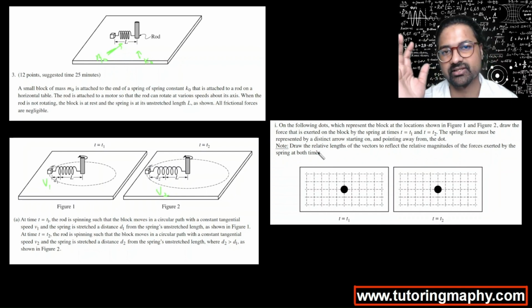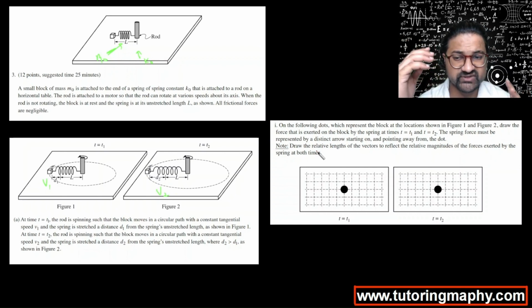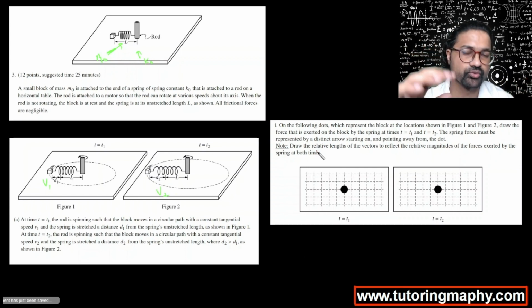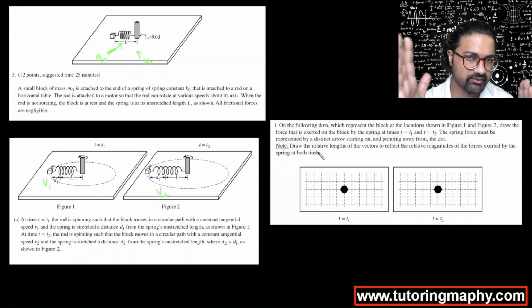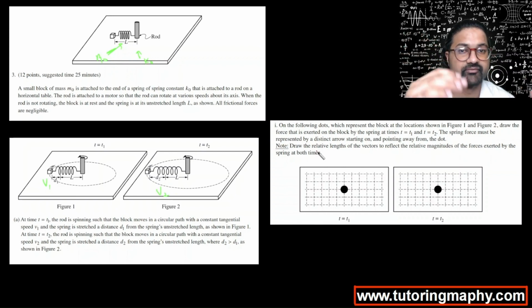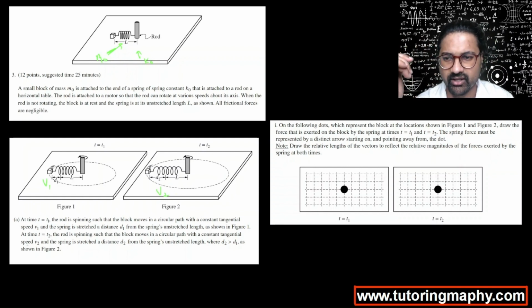So it means that we have to draw the force exerted by the spring in situation 1 and in situation 2, keeping in mind that their relative position matters. So we have to show which one is the higher force and which one is the lower force, which is pretty straightforward. Why? Because what is the spring force? If you can remind me, what is the force of the spring?